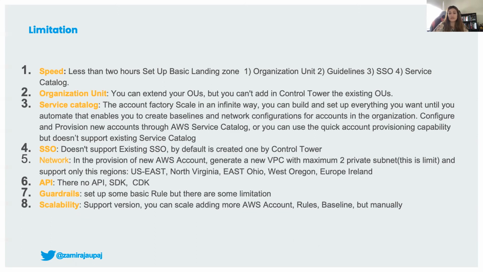Guardrails and scalability. For guardrails, there are only some basic rules like S3 bucket, EBS, RDS. However, you can extend it, you can add more rules. But what is important is you can't do it automatically. You have to do it manually. Just go into the AWS Management Console, etc., etc.